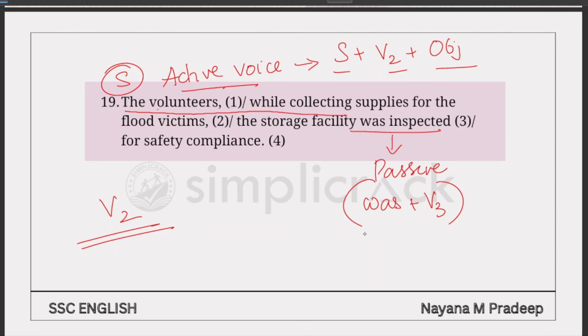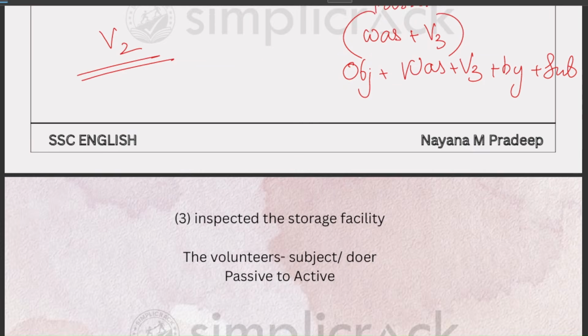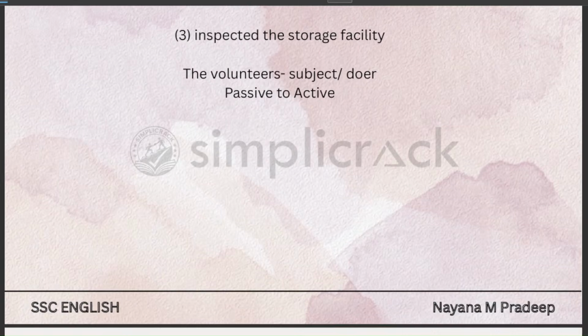Is it correct? In the passive structure, you have object plus was plus V3 plus by plus subject. If the sentence was in the passive voice, you would have placed the volunteers at the end of the sentence. So while collecting supplies for the flood victims, the storage facility was inspected by the volunteers. That would have been the structure if the sentence is written in the passive voice. But here you have the subject, the volunteers, at the beginning of the sentence. So it has to be in the active voice. Okay. So instead of writing the storage facility was inspected, you should write inspected the storage facility. Inspected the storage facility. Okay.